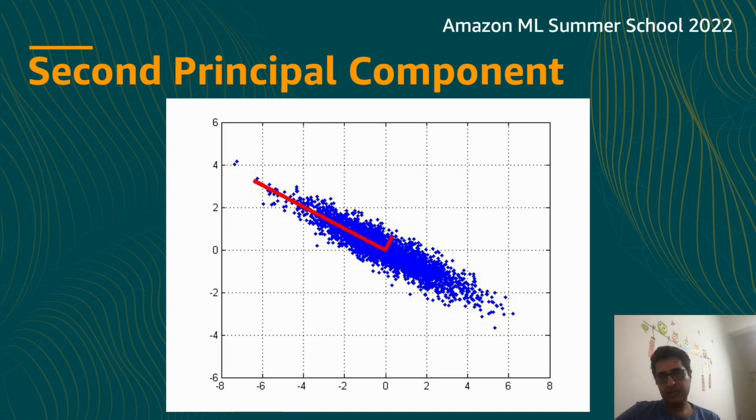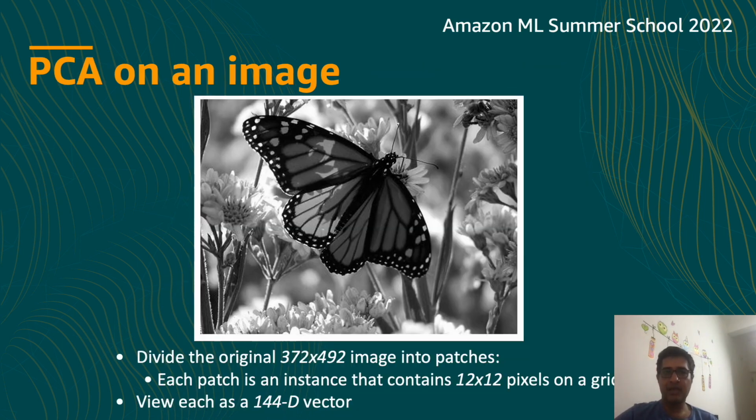Next we will look at how PCA carried out on an image looks, as in how much compression of a particular signal can be carried out. Think about it this way: let us say you have been given an image of this nature, a beautiful image of a butterfly which is 372 by 492 pixels. That's the original image. The operation we are carrying out is dividing this overall image into a grid of 12 by 12 pixels.